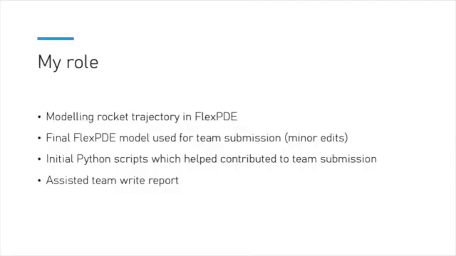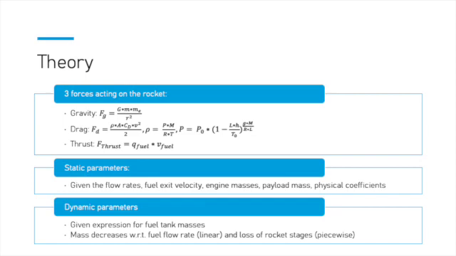My primary role in this assignment was in modeling the rocket trajectory in FlexPDE. This meant having a good understanding of the theory behind the problem so that I could implement it in code. I also assisted in writing some initial Python scripts and writing the team report. Next, I'm going to give an overview of the theory and our analysis code.